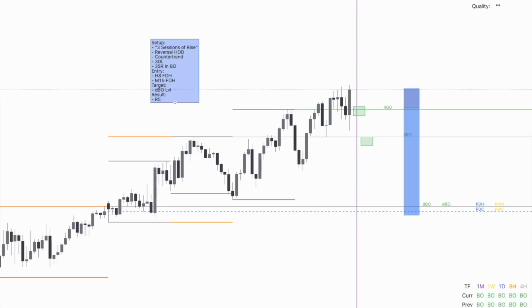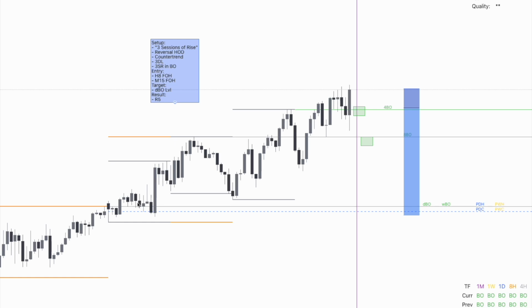So here, next example, 3 sessions of rise. It was gold again, 21st of October last year. You see here, previous day high, price breaking out. You see 8 hours, 3 longs, day 3 longs. So this is a 3 sessions of rise in breakout. So you see it's pretty bullish. Month is in 3 longs, day in 3 longs.